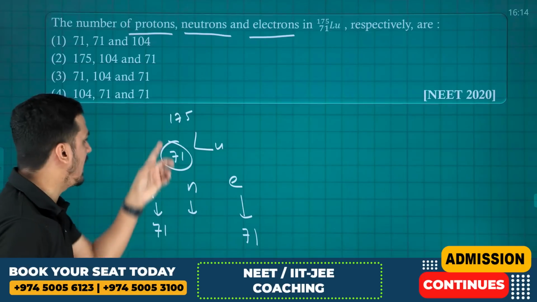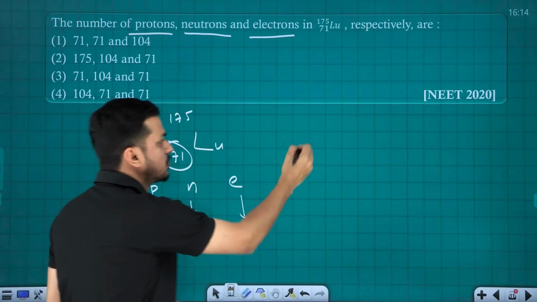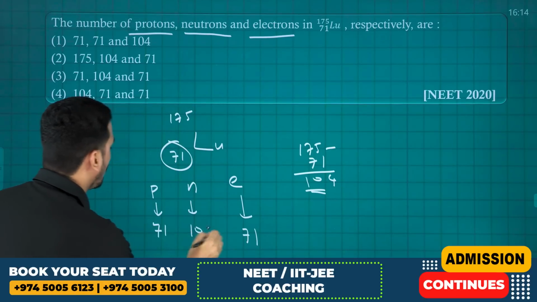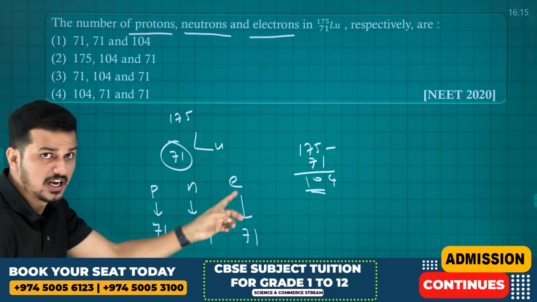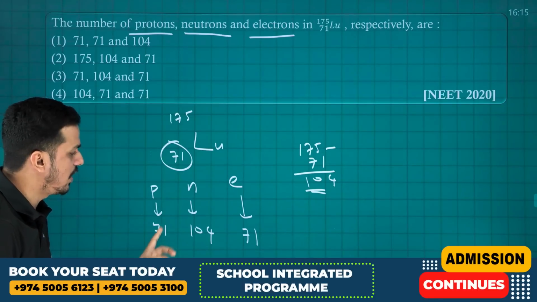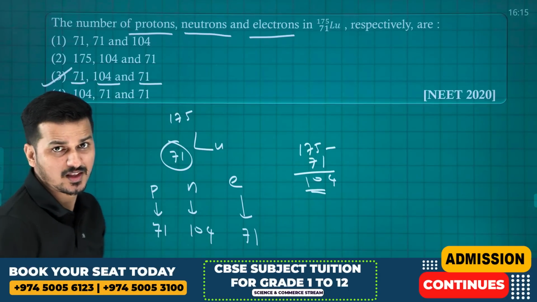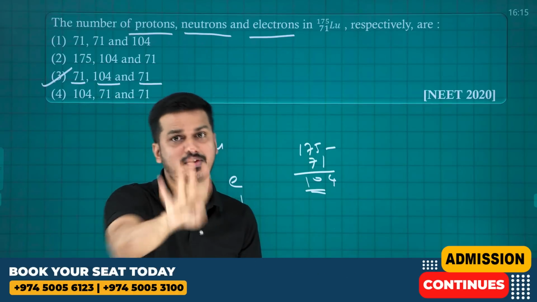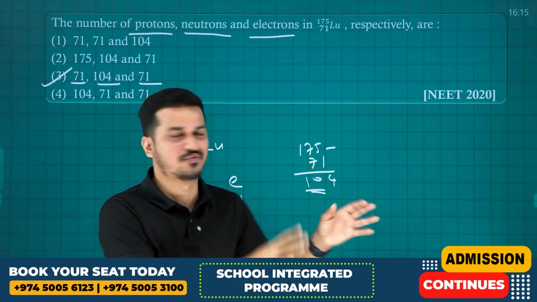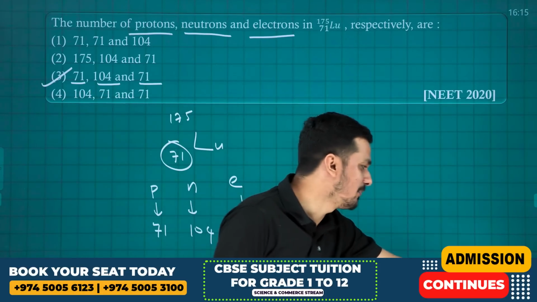What about the number of neutrons? Number of neutrons is equal to A minus Z, mass number minus atomic number. So 175 minus 71, that is 104. So the order proton, neutron, electron: 71, 104, 71. Option 3. Whatever order they are asking, that order we have to write. Students usually write proton, electron, neutron, 71, 71, 104, and choose option 1. It's wrong. Idea clear, guys? So we can move to the next question.